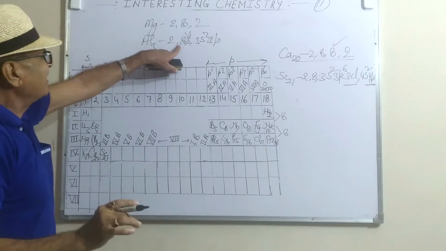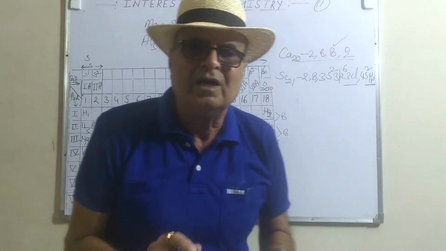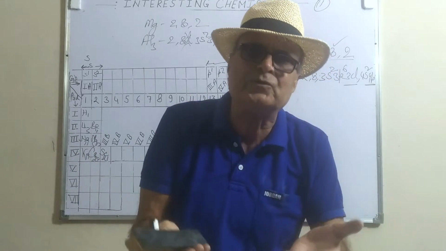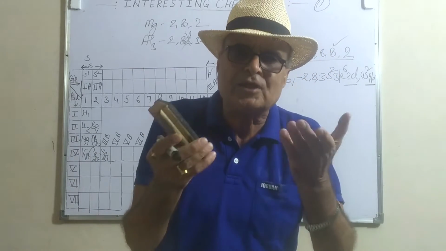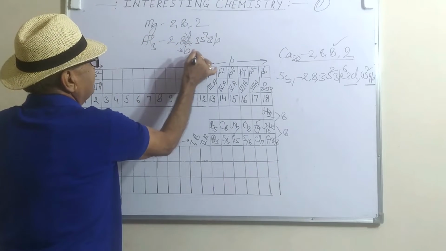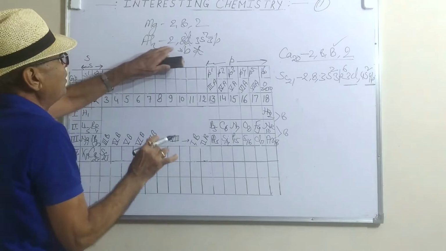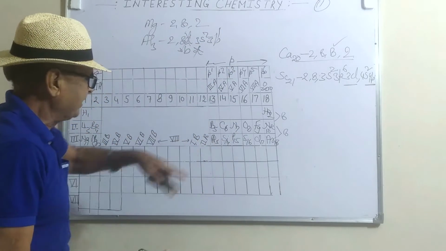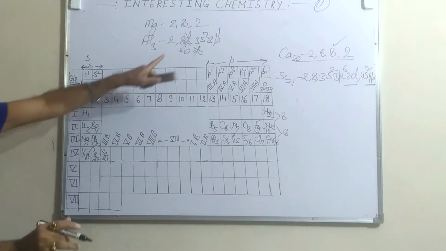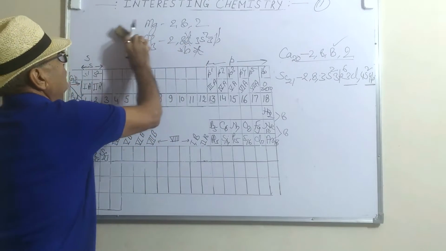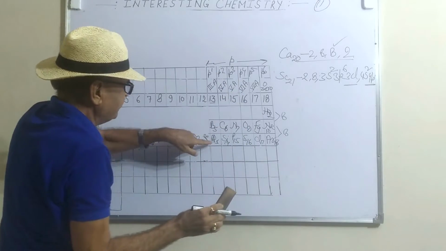In the third shell, there is no d. There are only 2 subshells that are s and p. Here there is no d. So the electron goes to the p1. For the 13th electron, because here there is no d, the electron will go to the p1.